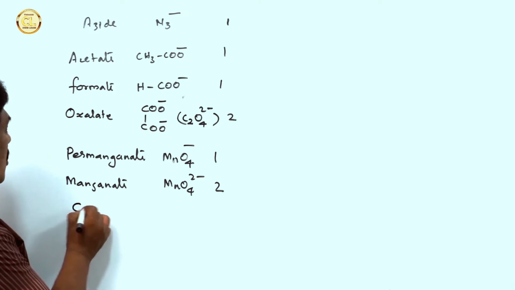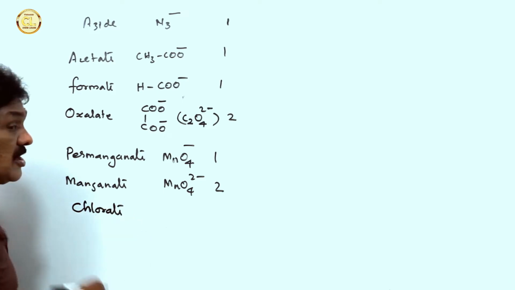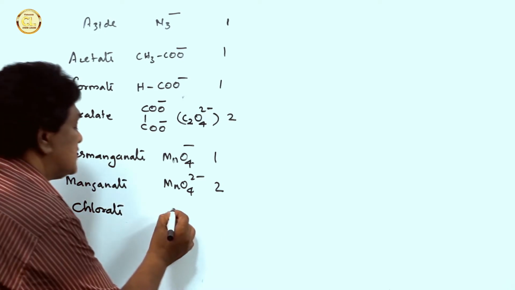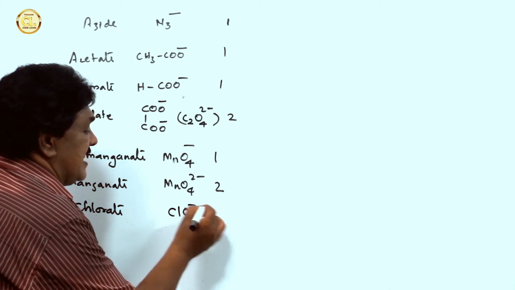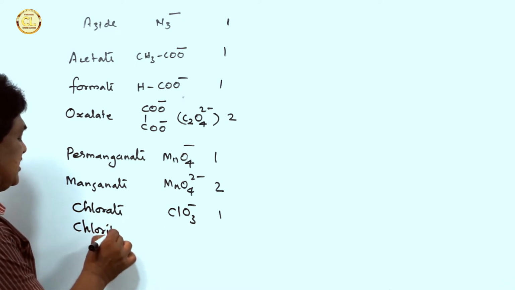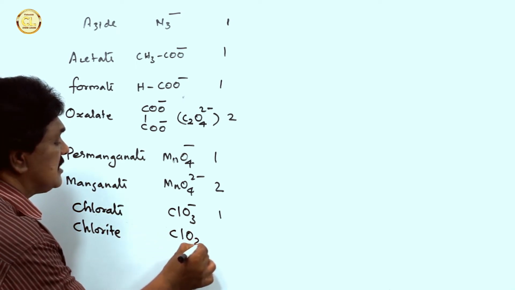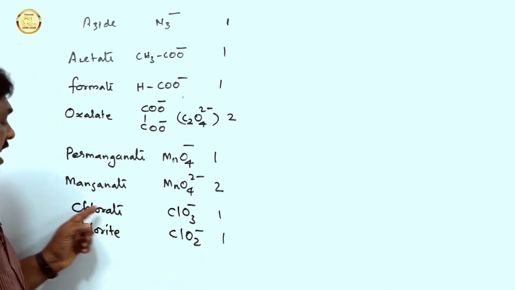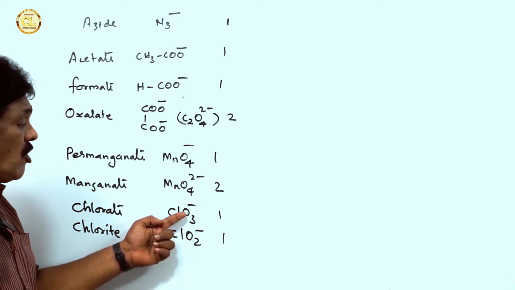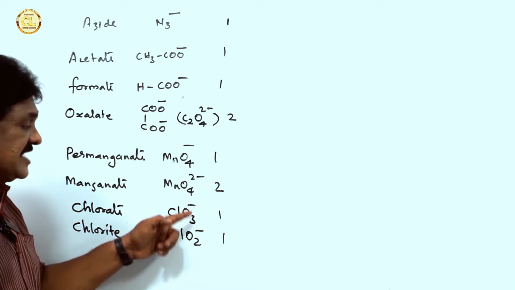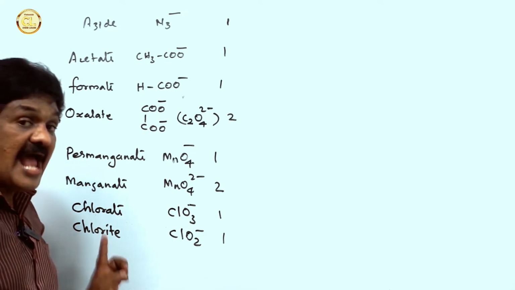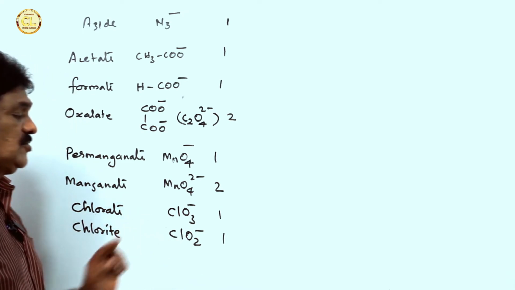Now, chlorate, not chloride. Chloride is Cl minus. This is chlorate, ClO3 single minus. Its valency is 1. Chlorite, ClO2 single minus. Its valency is 1. So, ATE becomes ITE by reducing one oxygen atom. See, here one oxygen atom is less, but the charge remains the same. This is chlorate, ending with ATE, and this is chlorite, ending with ITE, ClO2 single minus.